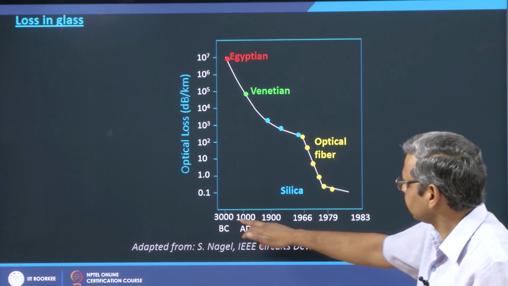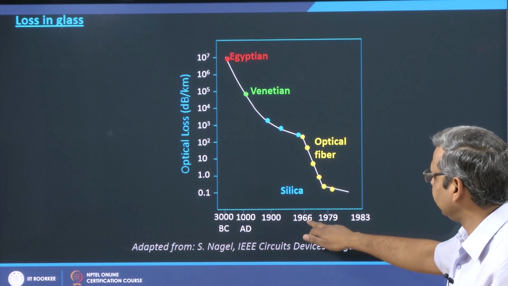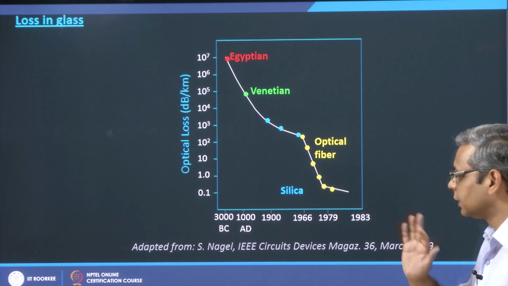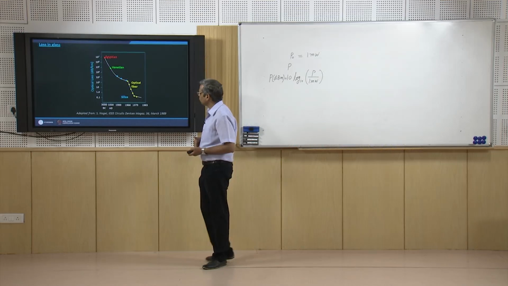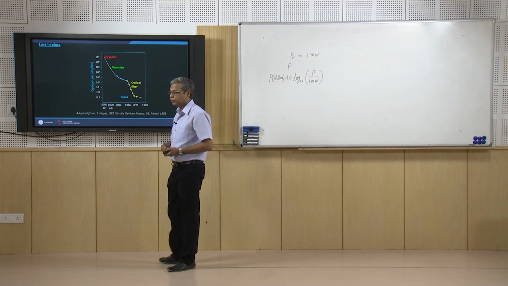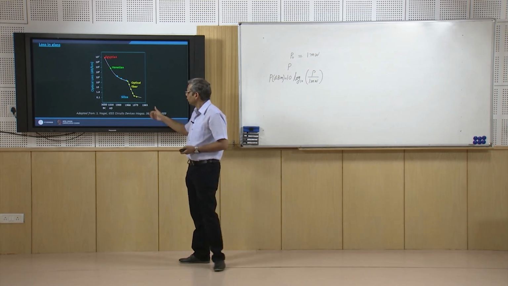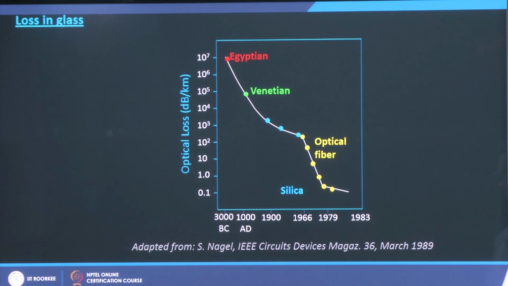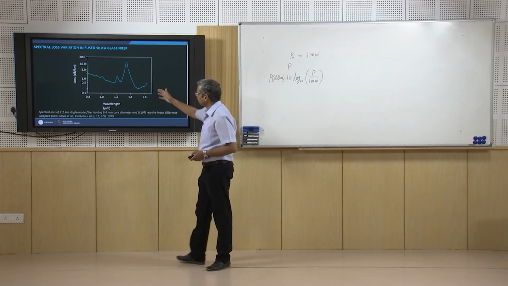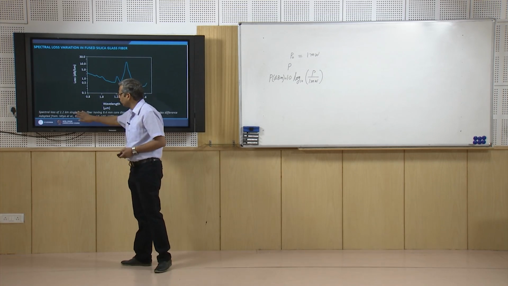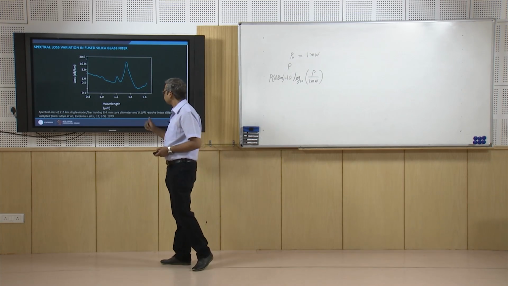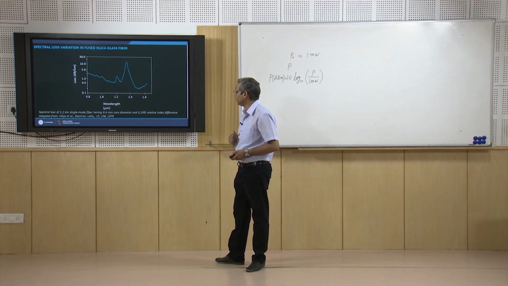You see here it is 3000 BC, 1000 AD, and then 1900, 1966, and you see the time difference is much smaller here. From 1966 to 1979, within 13 years, you can see how much advancement has been done and how much the attenuation could be brought down in an optical fiber. And now we have a fiber which has a loss of 0.2 dB per kilometer. If I look at the spectral loss variation in fused silica glass fiber, it looks like this. This is the spectral loss of 2.2 kilometer single mode fiber with core diameter of 9.4 micrometer and about 0.2% relative index difference.